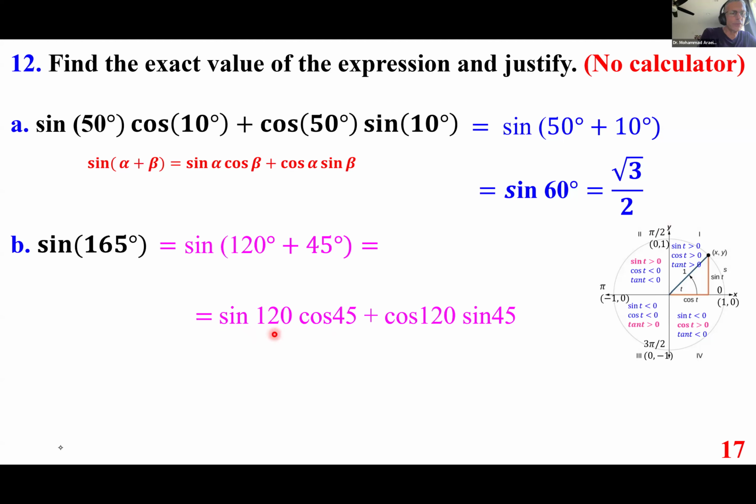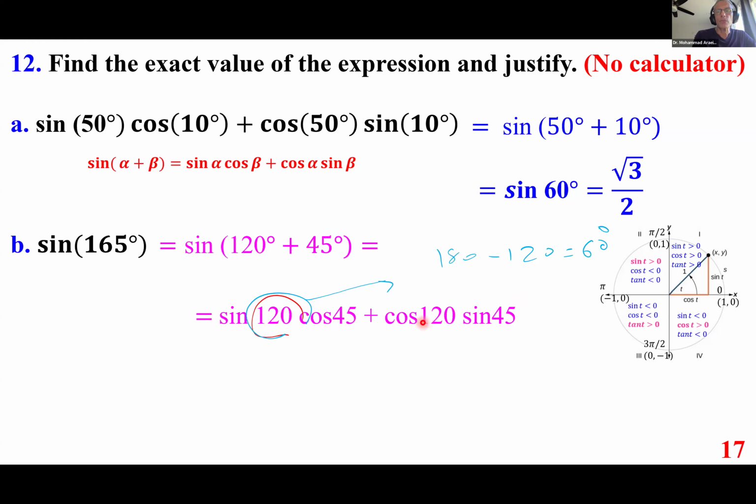And 120, first of all, the reference arc for 120 is 60 degrees, which means it's the same as sine of 60 degrees. In the second quadrant sine is positive, so it's square root of 3 over 2. Cosine of 45 and sine of 45, both of them are square root of 2 over 2.